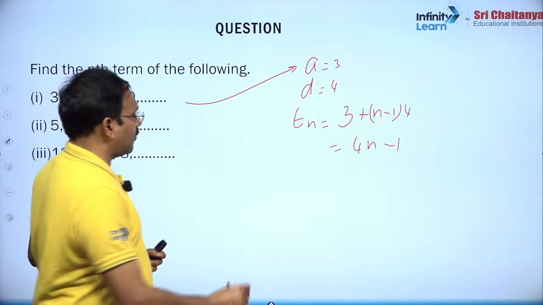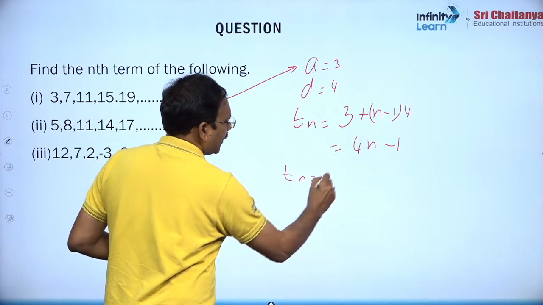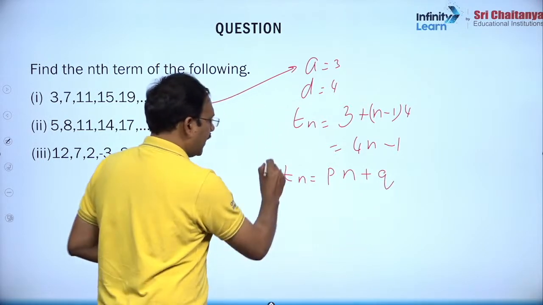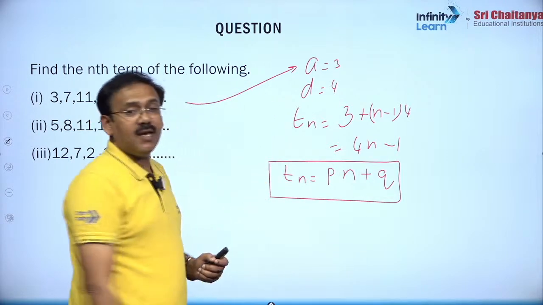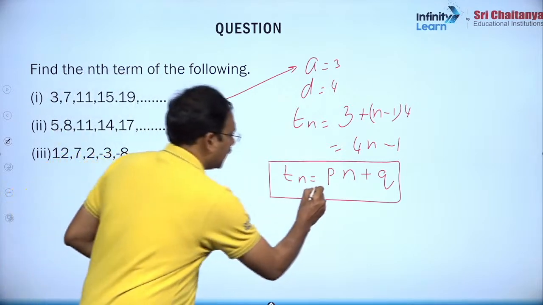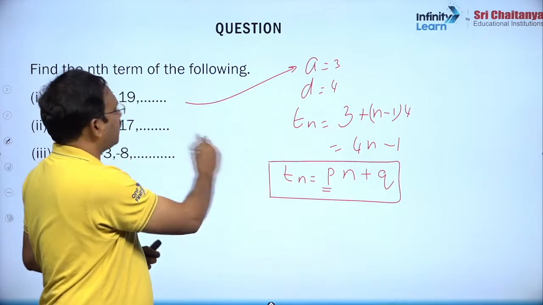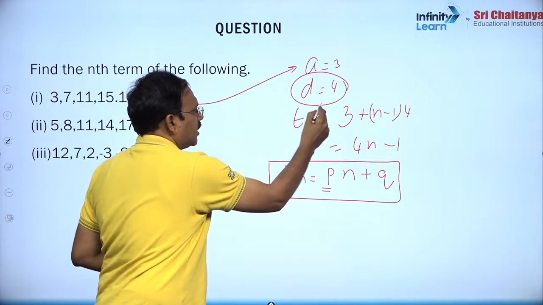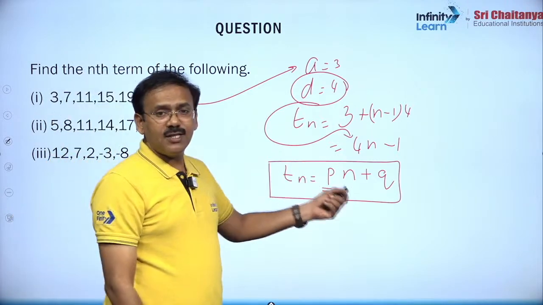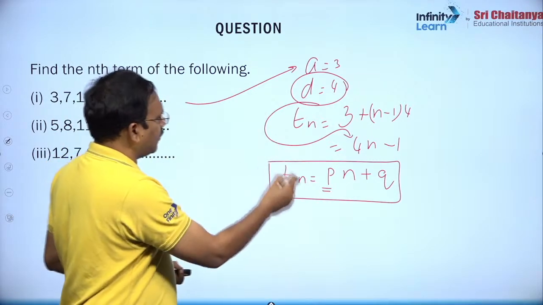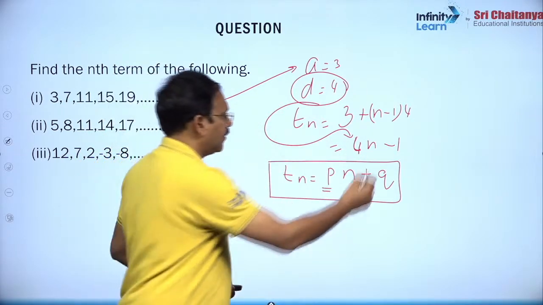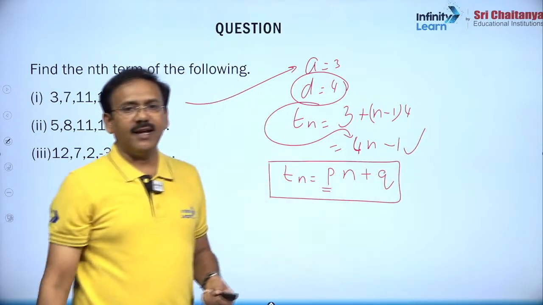Nth term of an AP will always be like Pn plus Q. Do remember, nth term of an AP will always be like Pn plus Q, where P is going to be, my dear friends, the common difference. You see, in this pattern 4 is the common difference, that is going to be the coefficient of n. And if I put n is equal to 1, I have to get the first term. First term is 3, that means what is to be added to 4 to get the first term? 3 minus 1. So directly you can write the nth term, my dear friends.